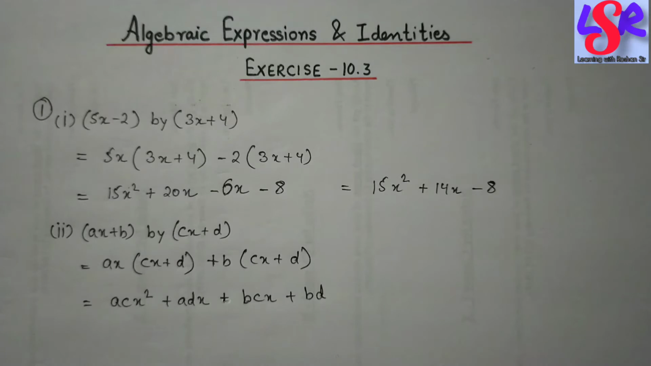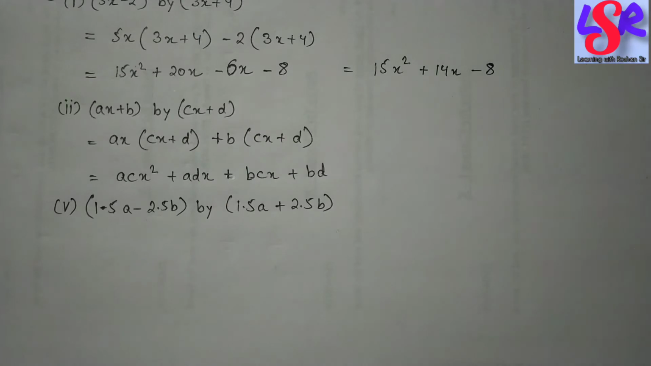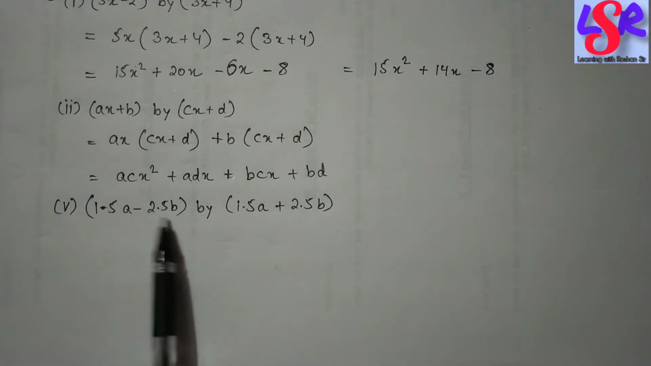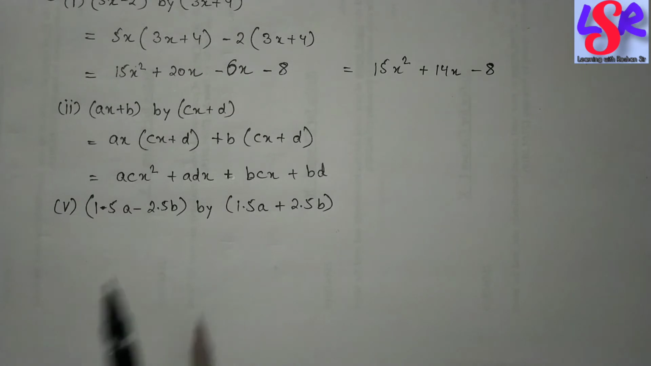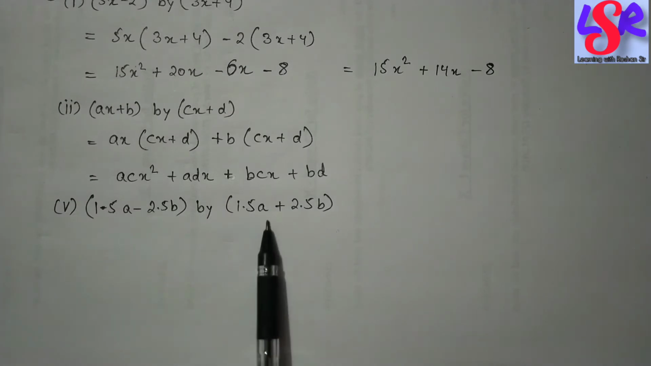Now here we can see that none of the terms can be added or subtracted because all of them are unlike terms. And here we get question number 5. Now in question number 5 we are having decimal numbers and nothing else. Now we are going to just do as we were doing till now.